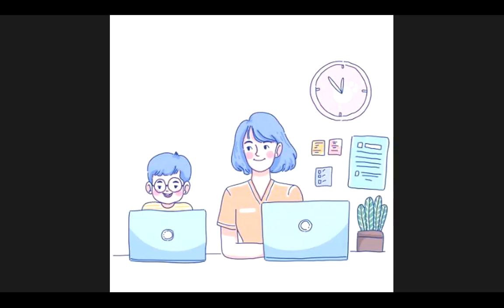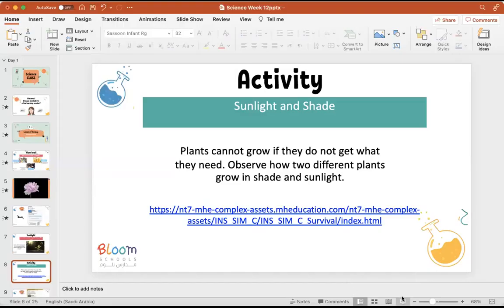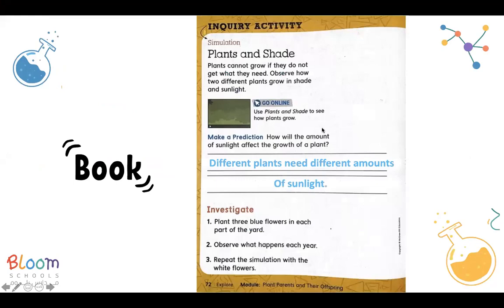Then we go back to our book and answer the question: how will the amount of sunlight affect the growth of a plant? We can say different plants need different amounts of sunlight. Again, you can pause and write the answer, please.